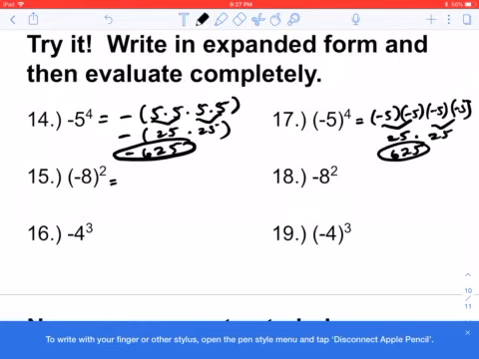Over here, parentheses around, we have negative 8 to the 2nd power. So we're using negative 8 as a factor twice. That comes out to positive 64.